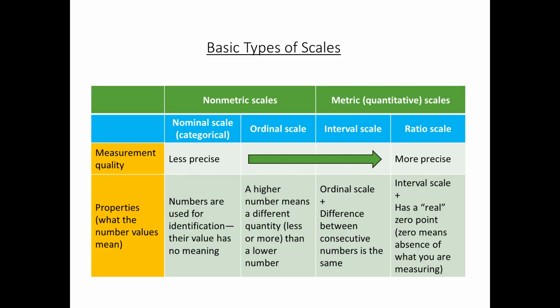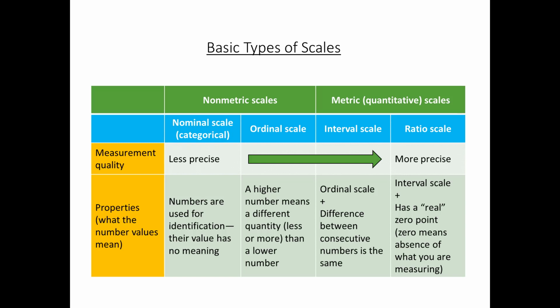There are 4 basic types of scales: nominal, ordinal, interval, and ratio scales. Nominal and ordinal scales are considered to be non-metric scales. They imply a less precise level of measurement, and the kinds of analysis you can do with them is very limited. Interval and ratio scales are called metric or quantitative scales, and they imply more precise measurement and can be used with more advanced analysis.